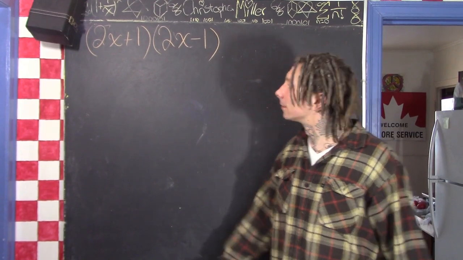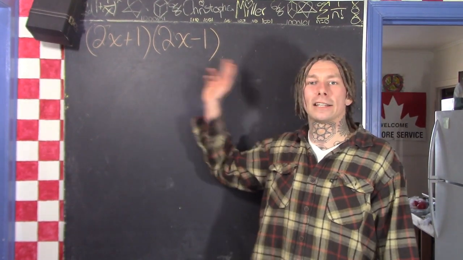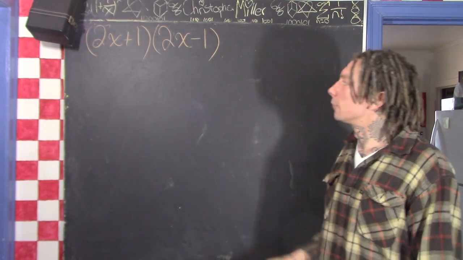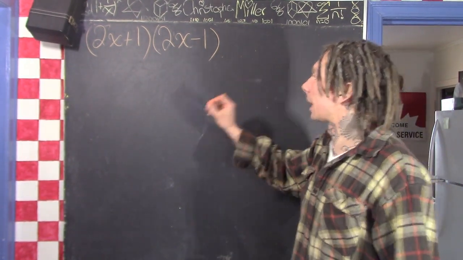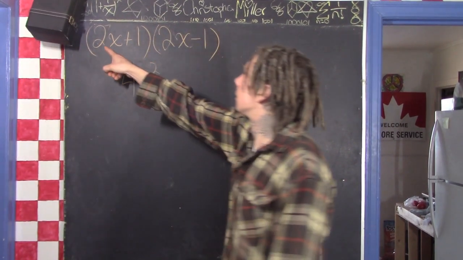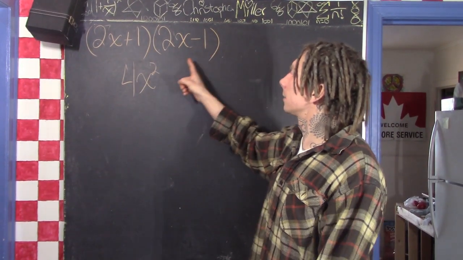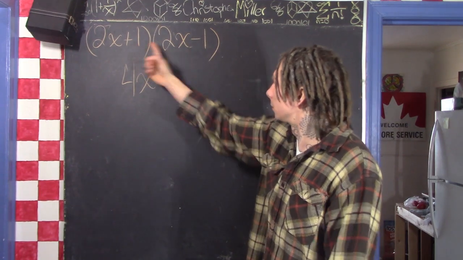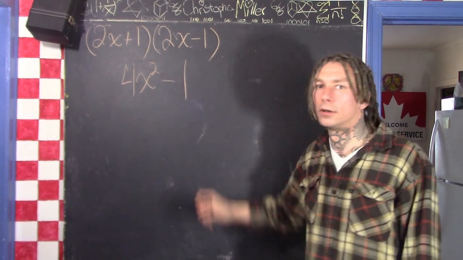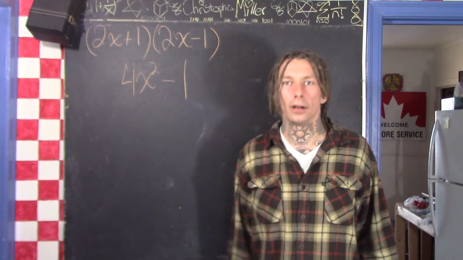Another FOIL. This FOIL has different signs, different operations. Same terms inside. Makes it very easy. Look, that'll give us 4x squared. The 2x minus 2x plus 2x, that's 0. And the last one, minus 1. Done.